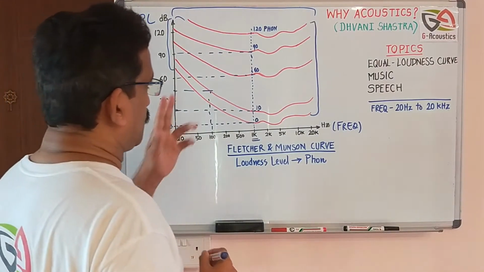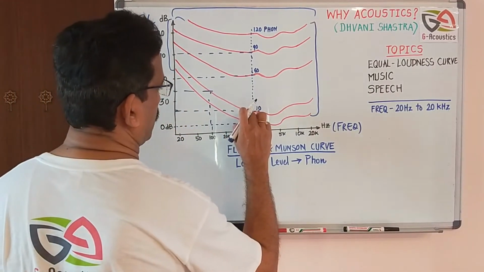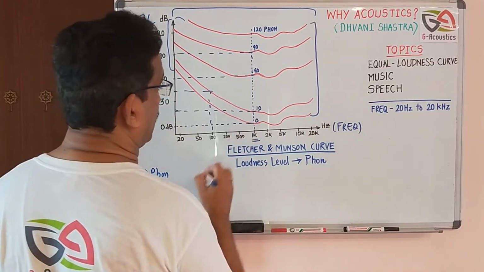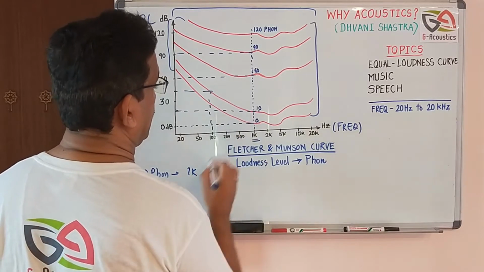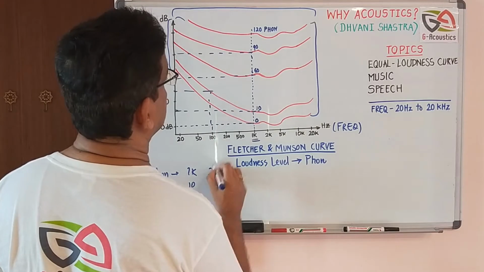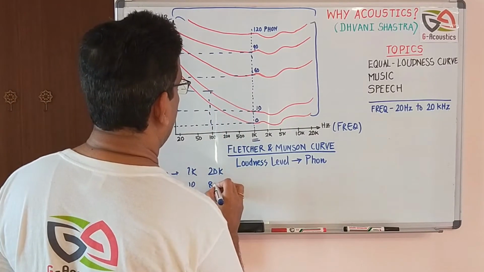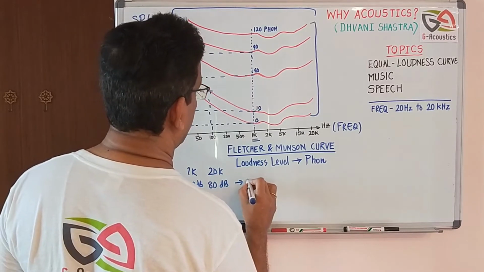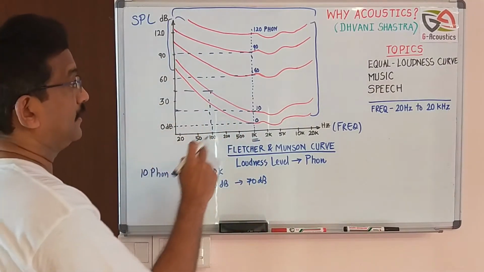Now let me take two different curves. Let us take the 10 phon curve. At 1 kilohertz, it was 10 dB. At 20 hertz, how much was it? Let us say 80 dB. So almost a 70 dB level difference is there.